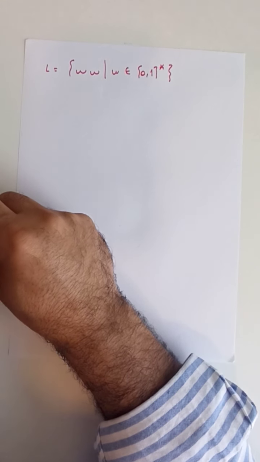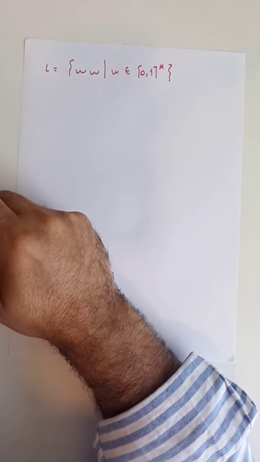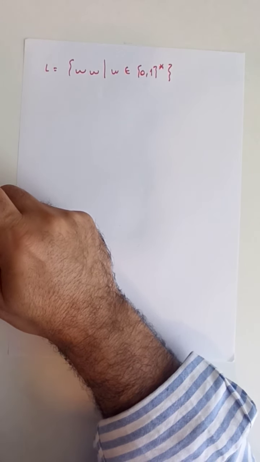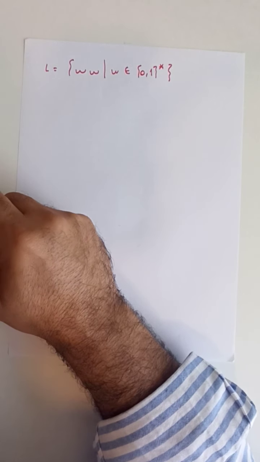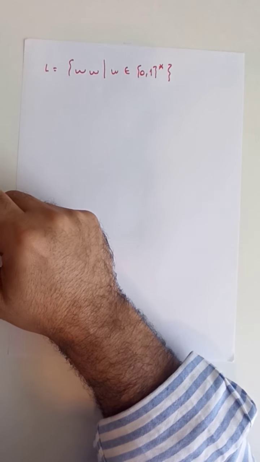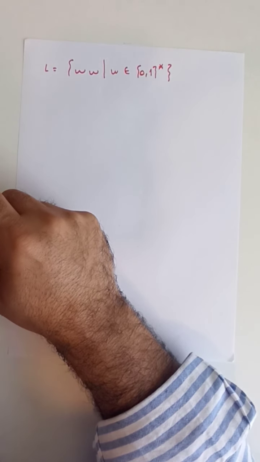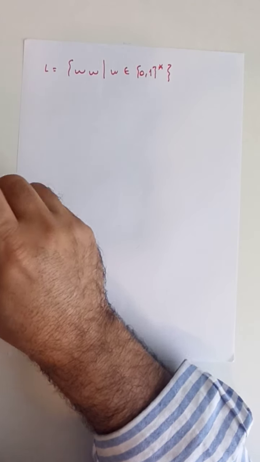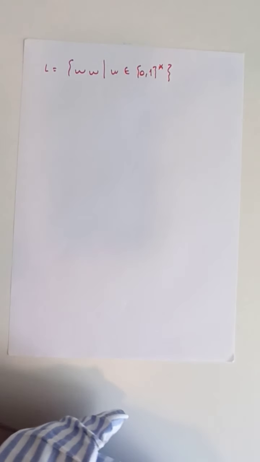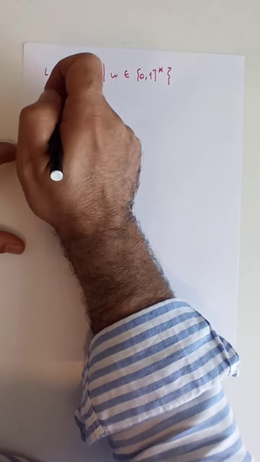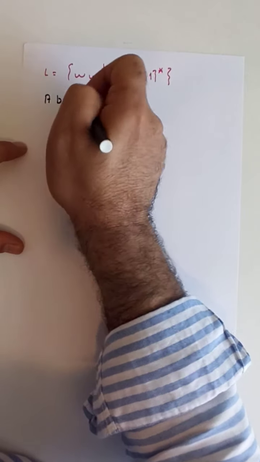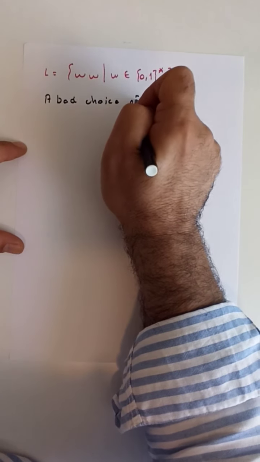However, to prove formally that the language is not context-free, we will need to use the pumping lemma. To show the importance of choosing a special string, let's first choose a string S that will not work using the pumping lemma. Basically, let's choose a negative example in this case. Let's assume that we choose the following string S. So basically a bad choice. This is an example of a bad choice of string S.